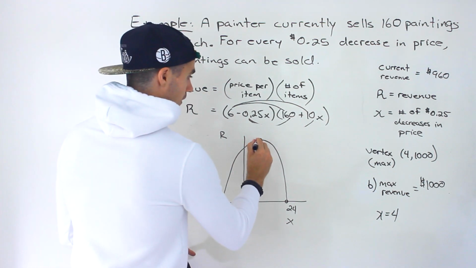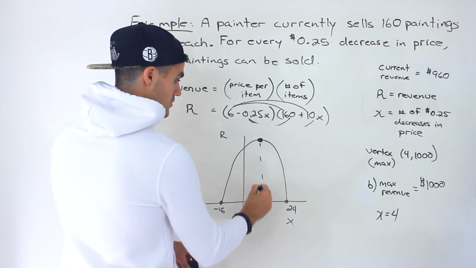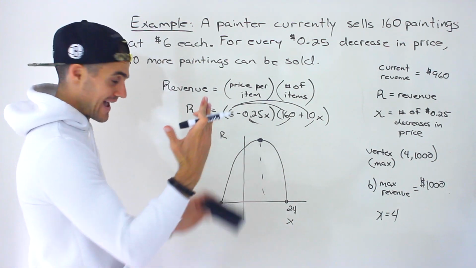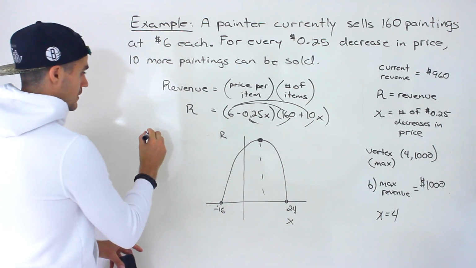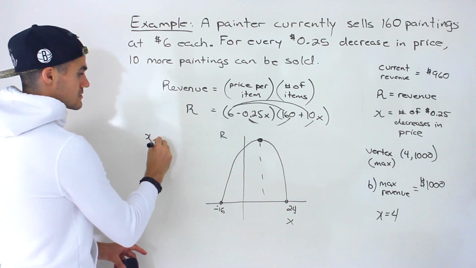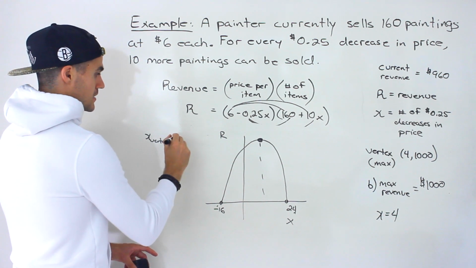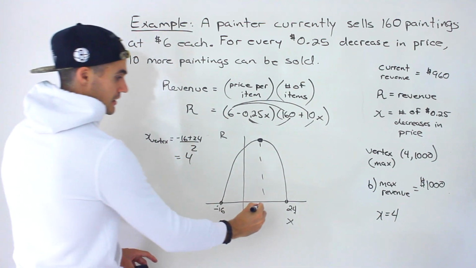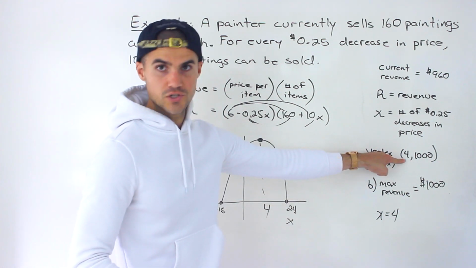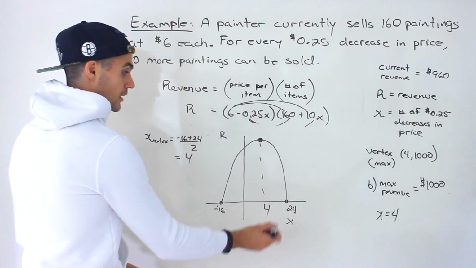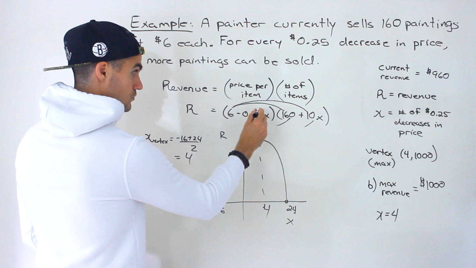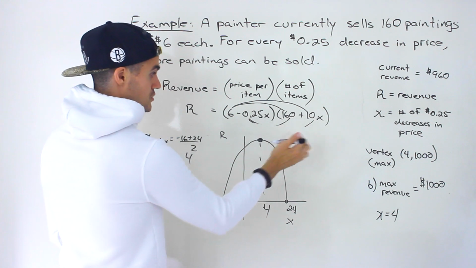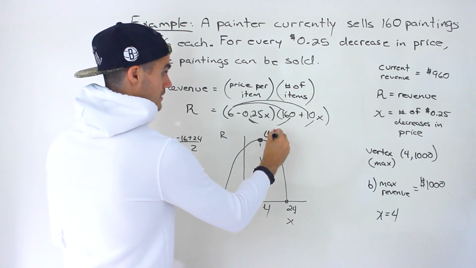And so how can we find this vertex using these intercepts? Well, we could find the x value of the vertex by adding the intercepts and dividing by 2. Remember, that axis of symmetry is always going to be between the intercepts. So the x value of the vertex, or the axis of symmetry, is going to be negative 16 plus 24 divided by 2, which would give us 8 over 2, which indeed gives us 4, which is what we got from the vertex form. And then plugging in 4 into the revenue equation that we got, we end up with 5 times 200, which indeed gives us 1,000.